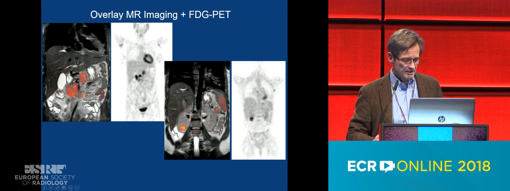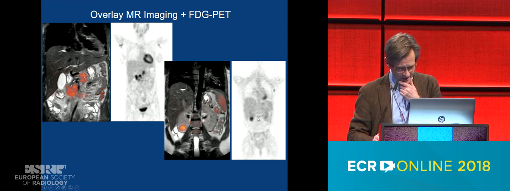You see that you have many spots that are avid for FDG, and this quite well fits with the changes that we observed on the MR side. We have the lesion on the right lower pole of the kidney, and you have exactly the same component on the FDG PET.